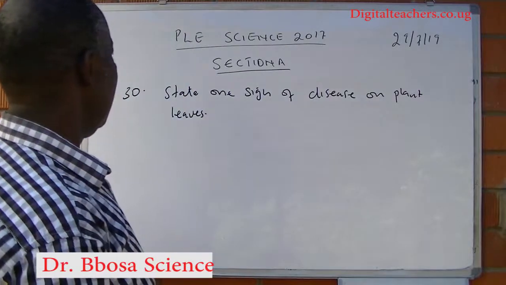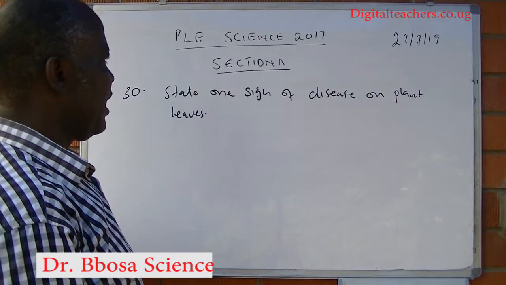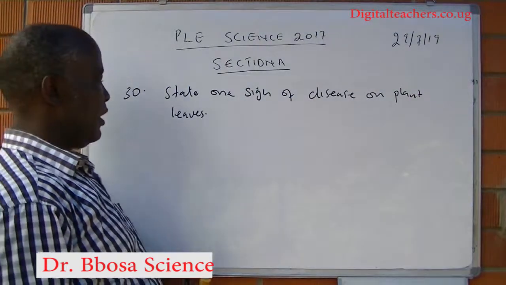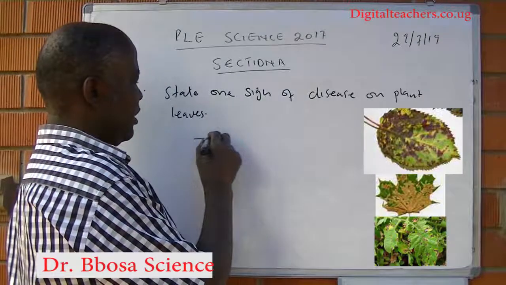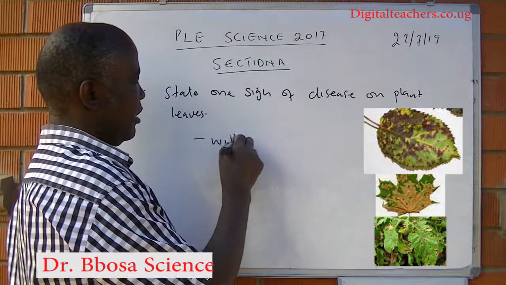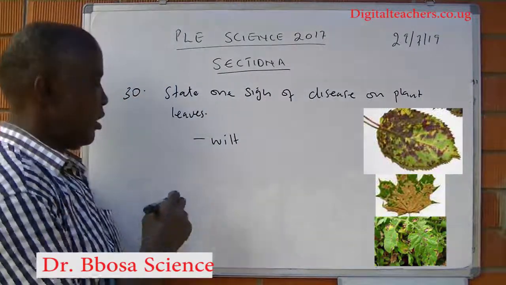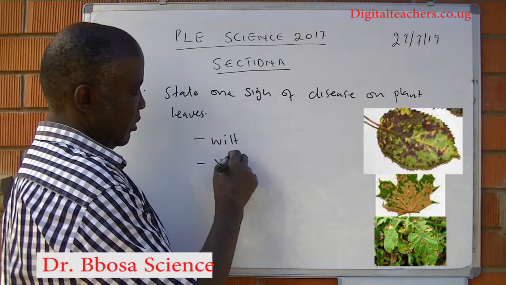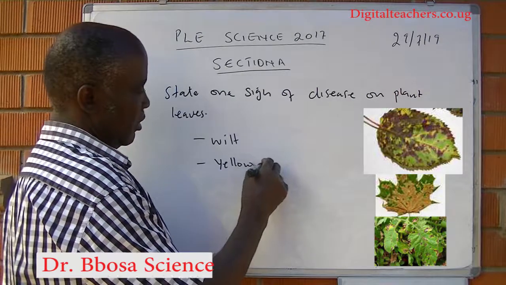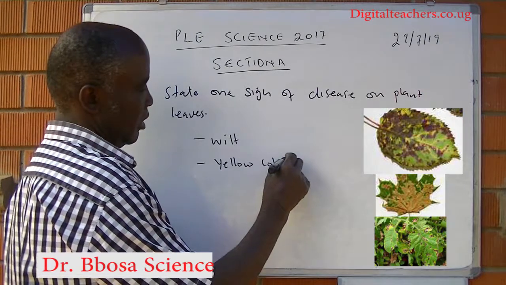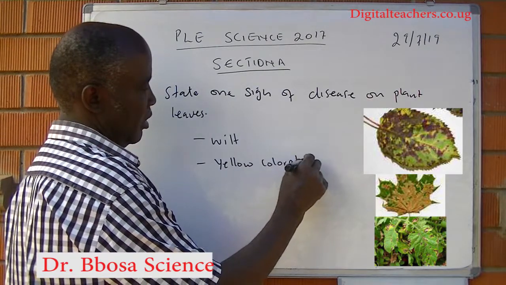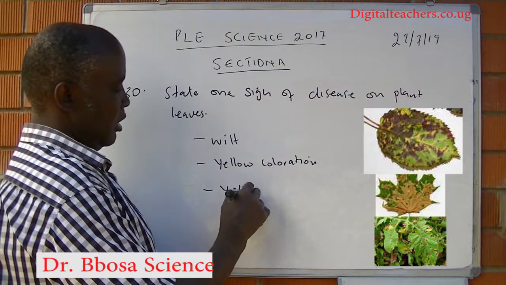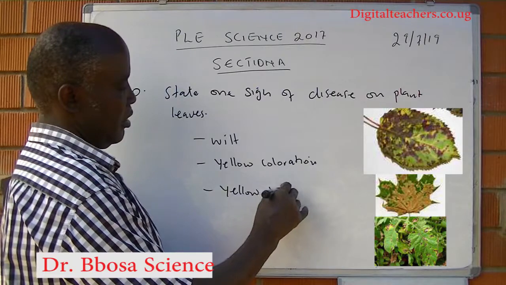Number 30. State one sign of a disease on plant leaves. Leaves may wilt. Yellow coloration, yellow spots.